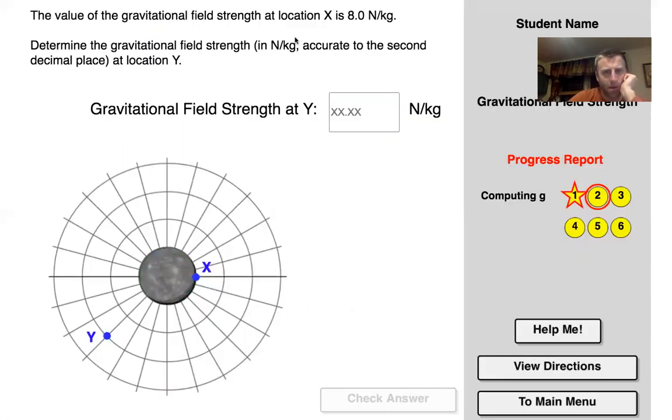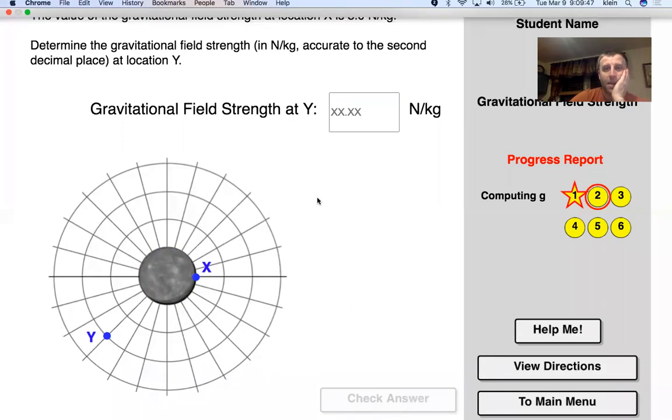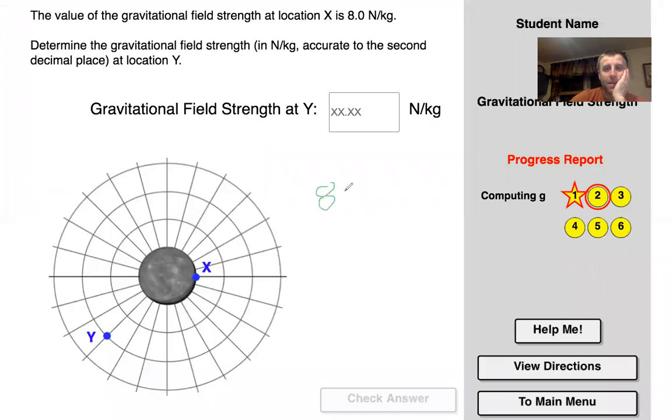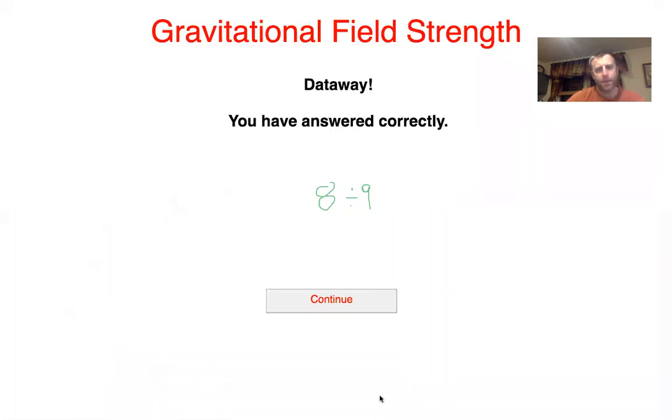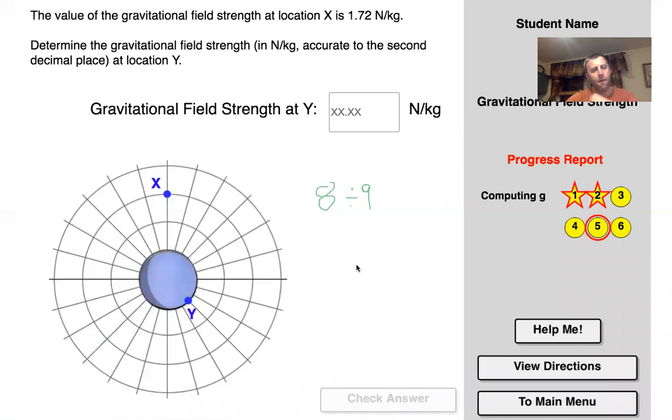Okay, let's do another one. At this point, the gravitational field is 8 newtons per kilogram. We're going 1, 2, 3 times farther away, which means it will actually get 9 times less. So I take that 8, but then I divide it by 9. 8/9 is, I think, 0.88, right? So to the nearest tenth is 0.89. Okay, that makes sense. Let's do one more.